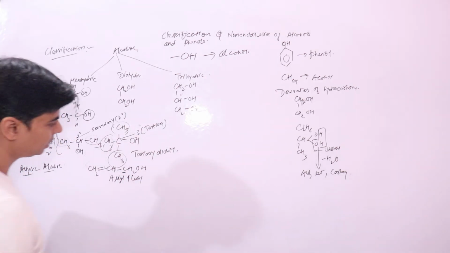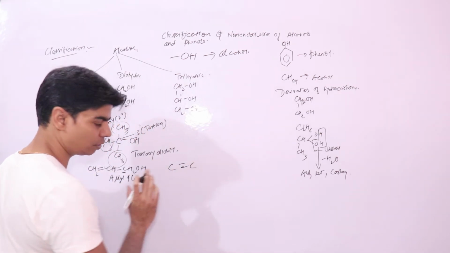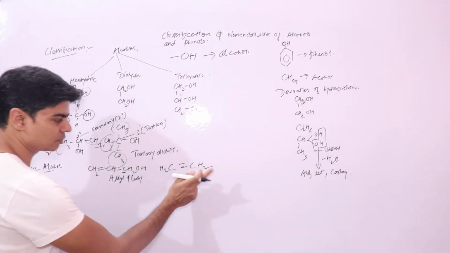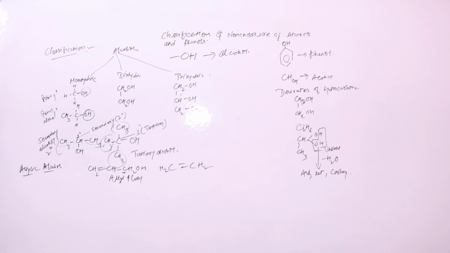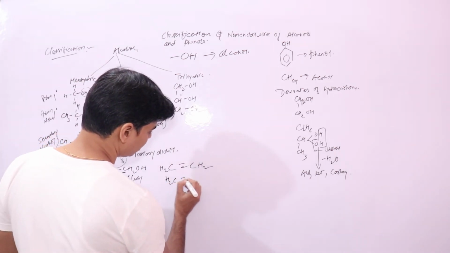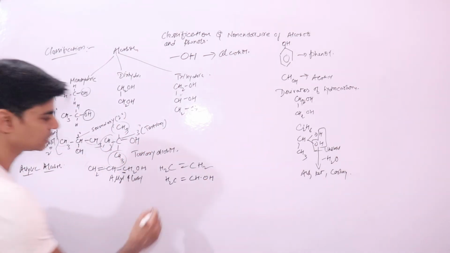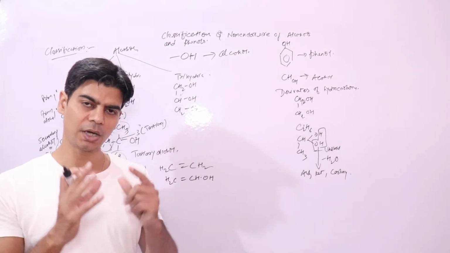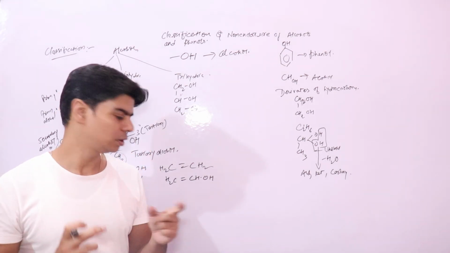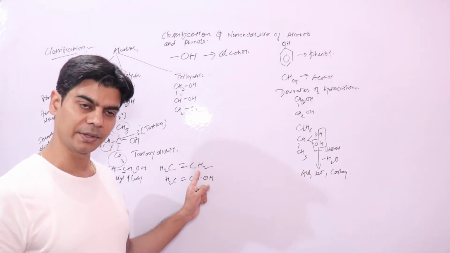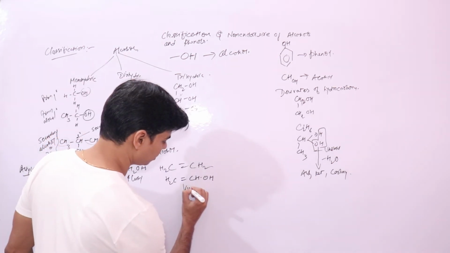Similarly, this system is your vinyl system, where you have carbon atoms with a double bond. Now if you replace one hydrogen atom with an OH group, what you will get is a vinylic alcohol. If this OH group is attached to the doubly bonded carbon atom, we call it vinyl alcohol.